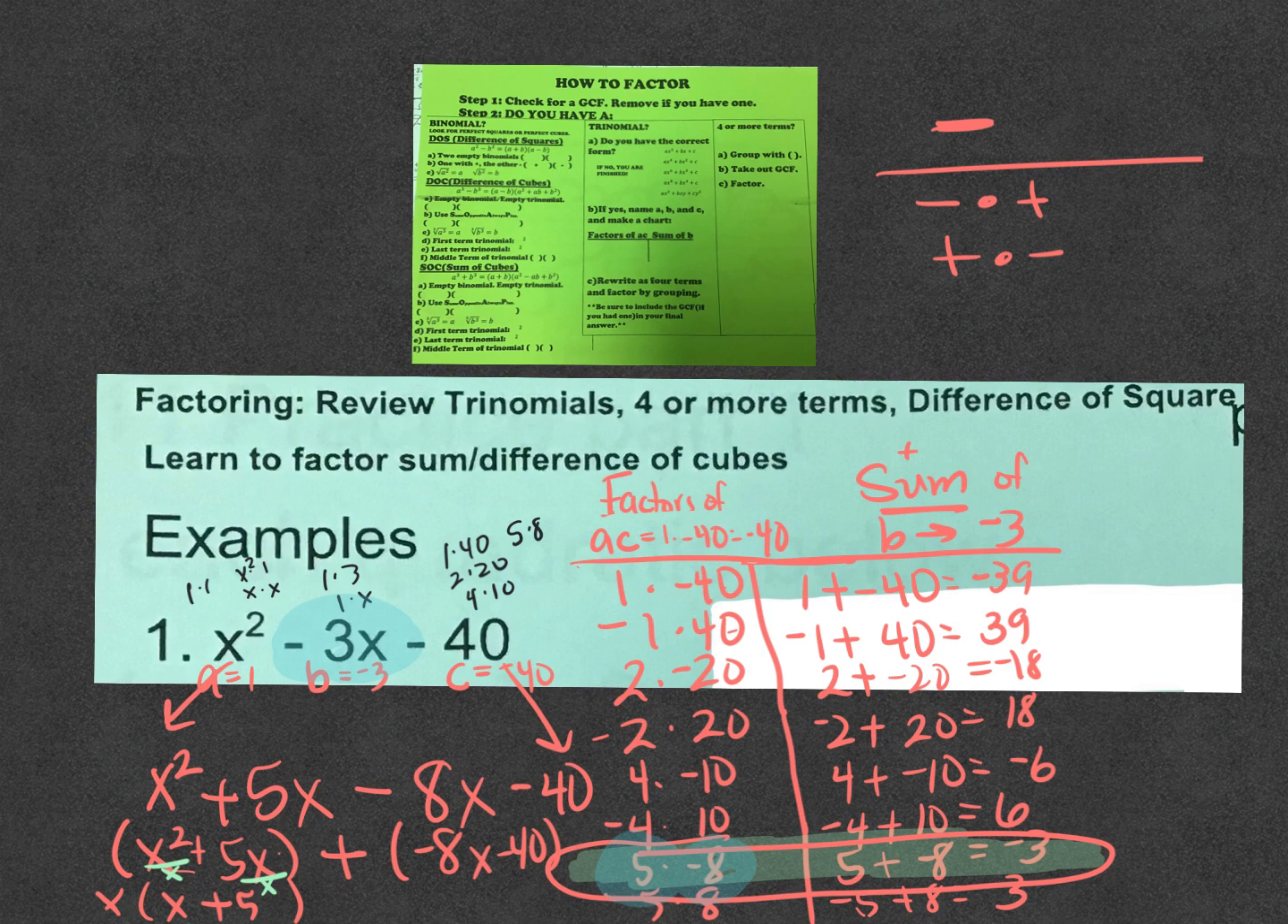Negative 8x and negative 40. What's their common factor? Their common factor is negative 8. So I'm going to put negative 8 out here, minus 8. And I am going to divide both of these by negative 8. I don't say x because when I look at this, one has an x, this one does not have an x. So I can't put x in my common factor. All right, so I'm dividing by negative 8. Negative 8x divided by negative 8 is positive x. Negative 40 divided by negative 8 is positive 5.